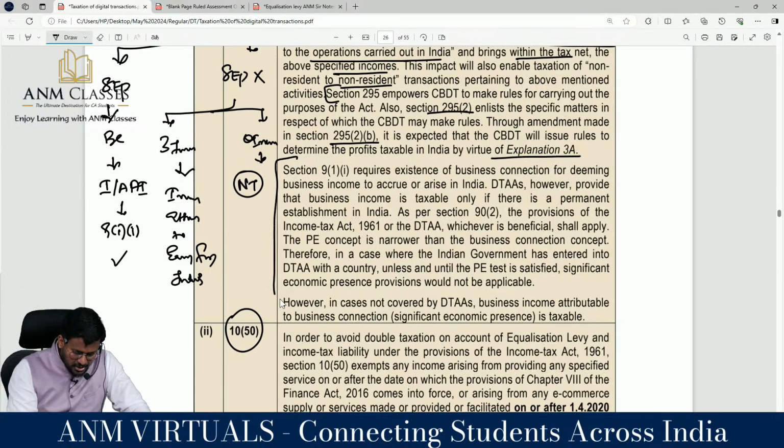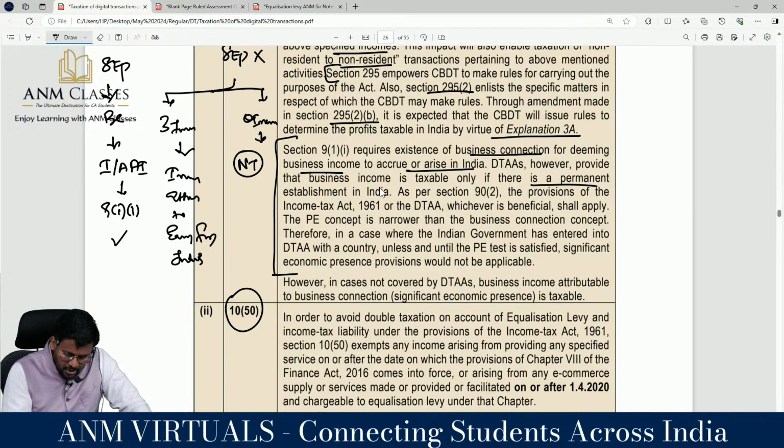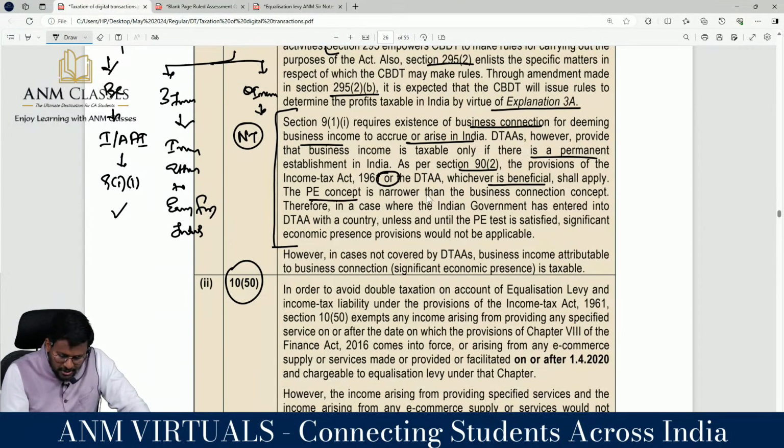Section 9 subsection 1 clause 1 requires the existence of a business connection for deeming income to accrue or arise in India. DTAA, however, provides that business income is taxable only if there is a PE. As per section 90 subsection 2, the provision of the Income Tax Act or the DTAA, whichever is more beneficial, shall apply. The PE concept is narrower than the business connection. Because the business connection concept is wider.